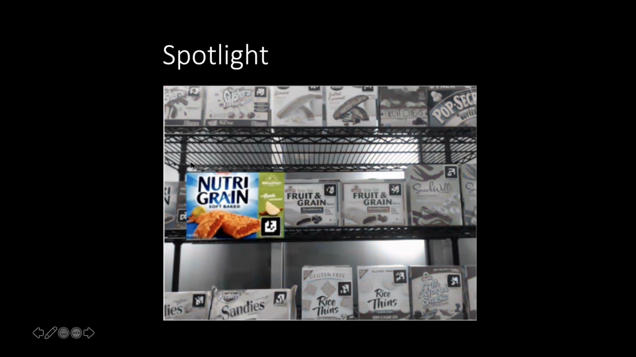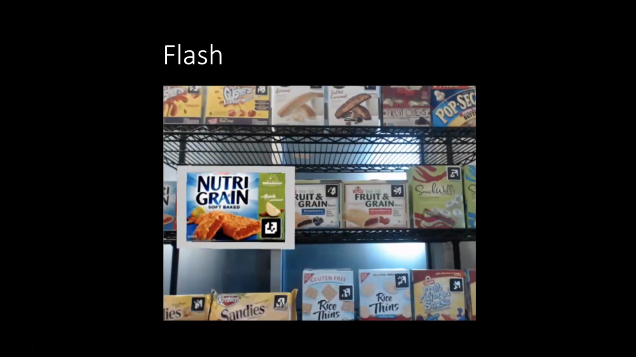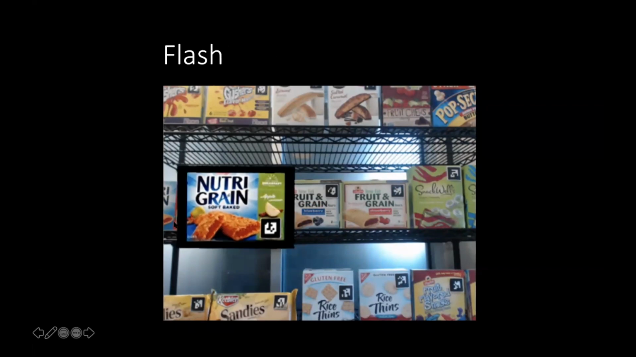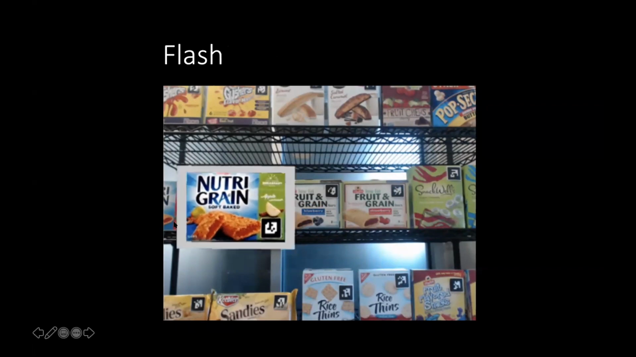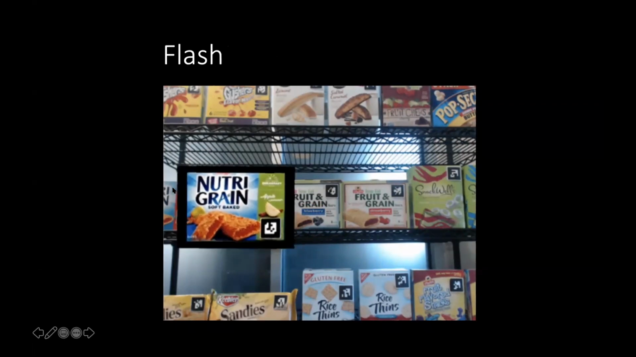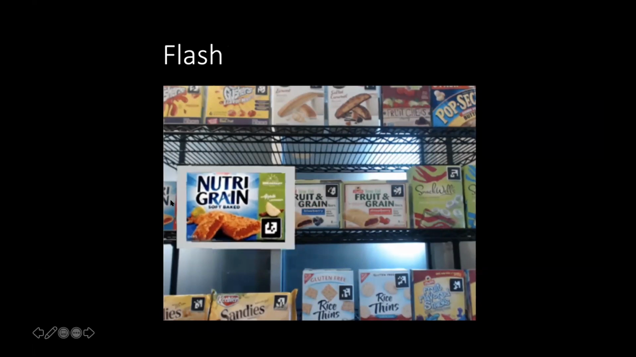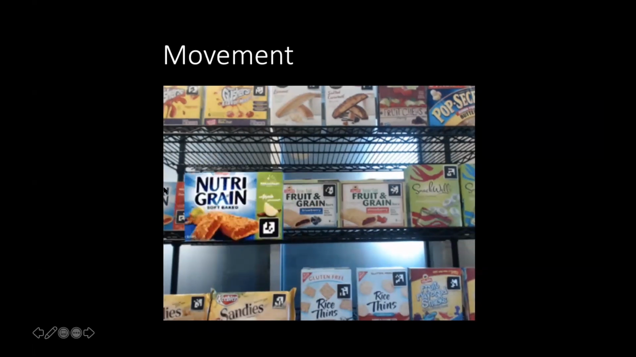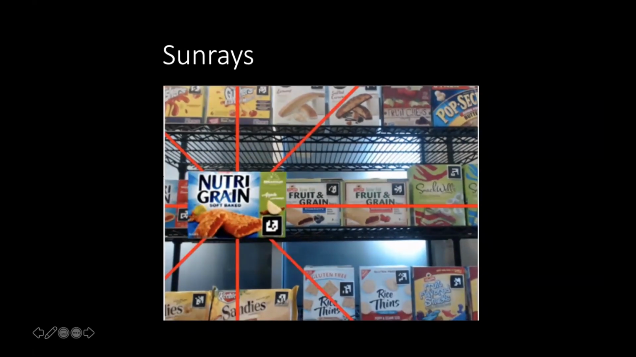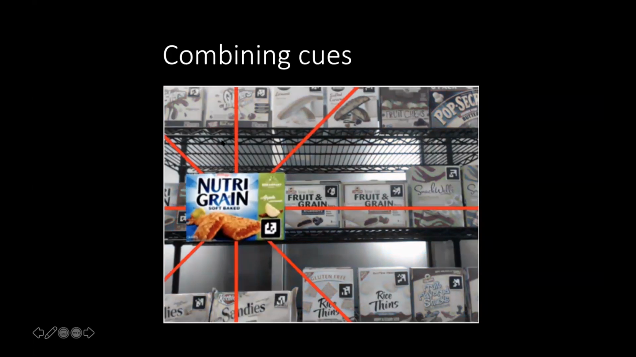Here's a cue called spotlight. This is where we take the background, everything but the target product, and change it to grayscale. Here's another cue. This is flash. There's a frame here and it's flashing. There's an onset effect here, which is known to attract attention when the lighter color is appearing over and over again. Here's a movement cue. Again, movement is something that's known to attract attention. And then finally, here's a sun rays cue where there are lines from around the periphery of the display converging at the target product. And like I said, you can combine these cues.